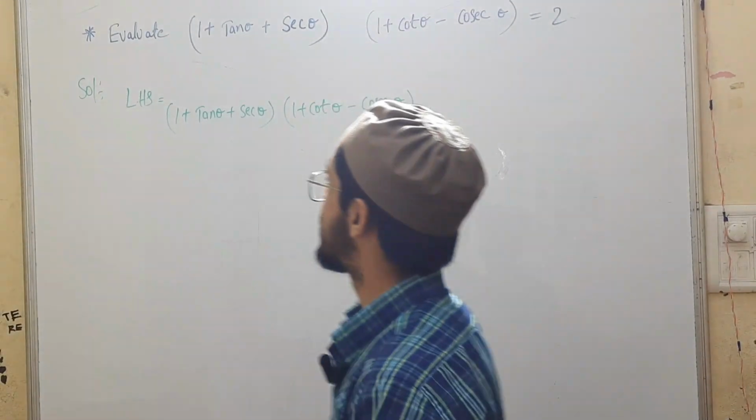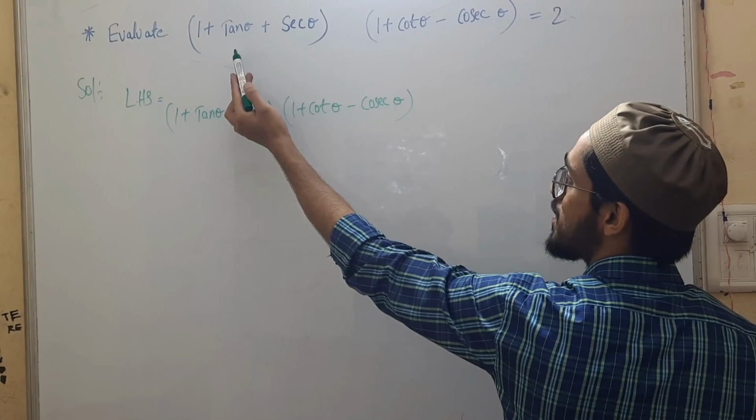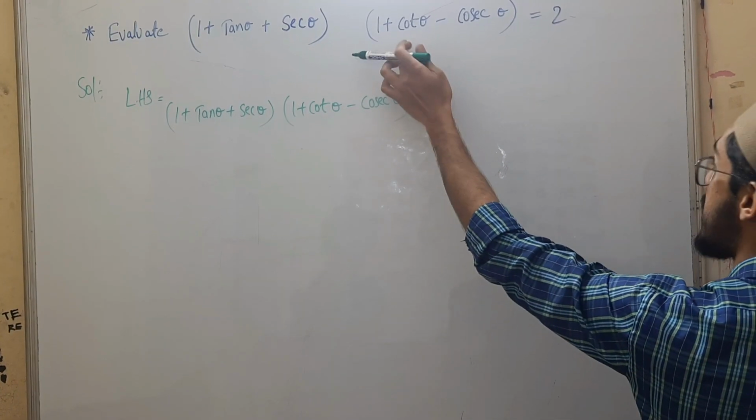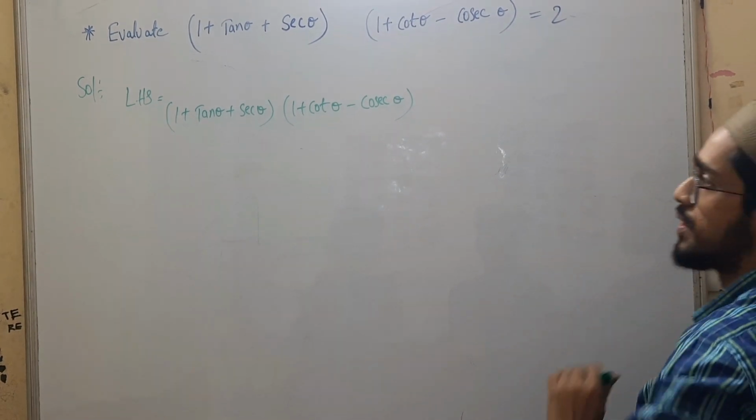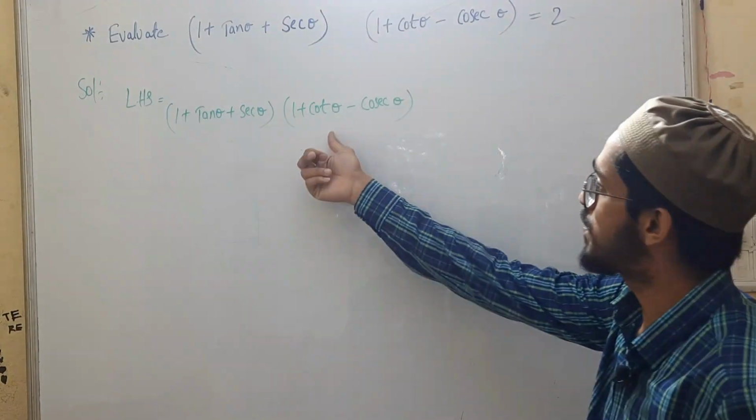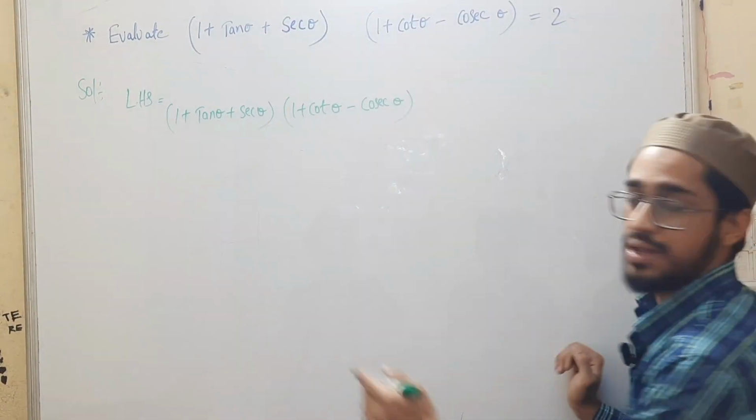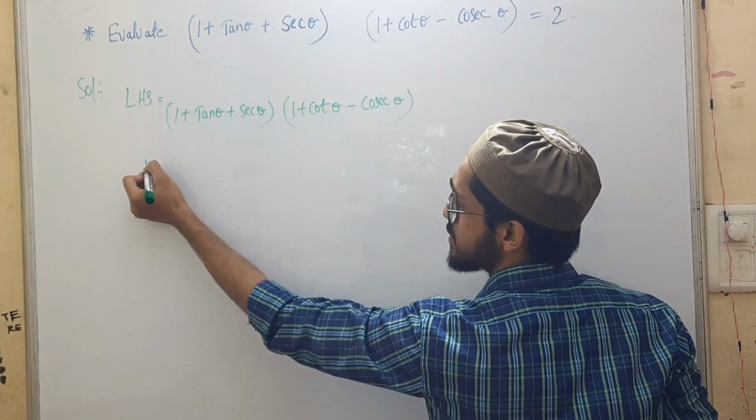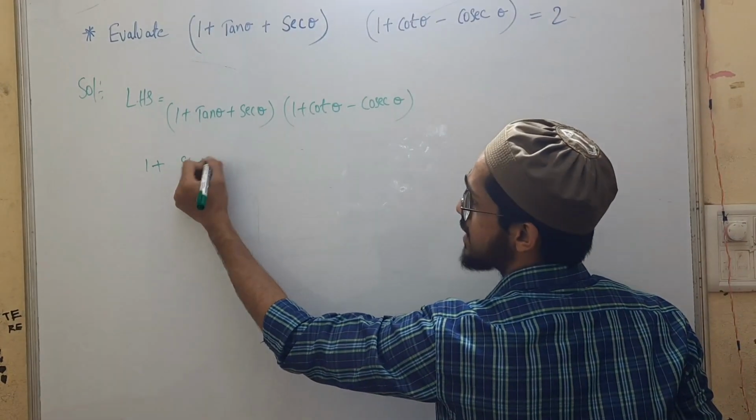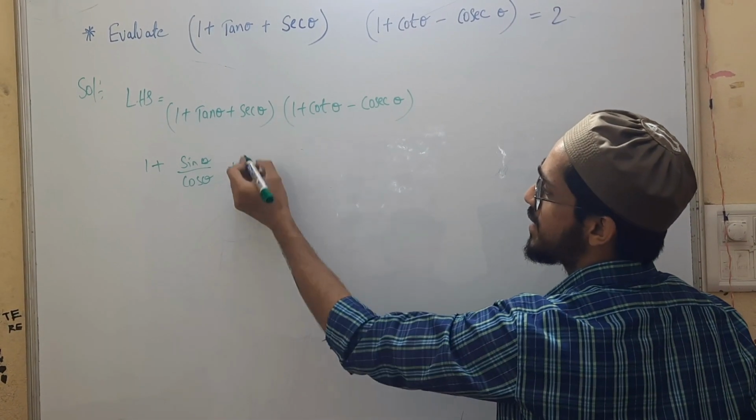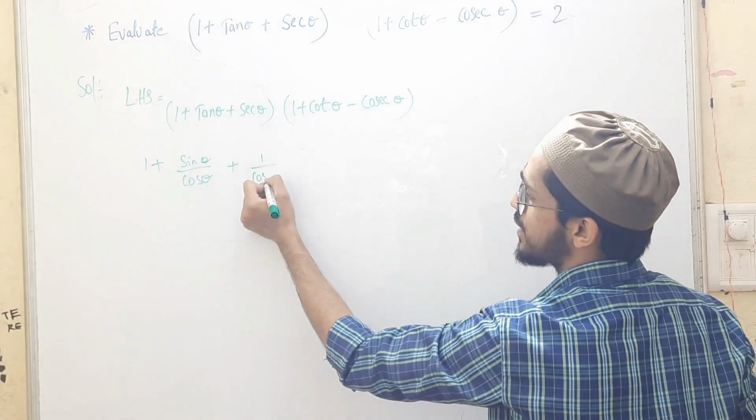The next problem in today's class is: evaluate (1 plus tan theta plus secant theta) into (1 plus cot theta minus cosecant theta) is equal to 2. Take the LHS part first. 1 plus tan theta plus secant theta, 1 plus cot theta minus cosecant theta. Now, in the place of tan theta, we have to write the values like this. 1 plus sin theta by cos theta plus secant theta will be 1 by cos theta.